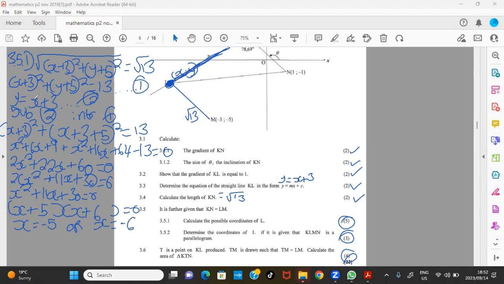Then to get y, I'm just going to substitute back into equation 2. So it must be for both values. So y is going to be negative 5 plus 3, which will be negative 2, or negative 6 plus 3, which will be negative 3. So these are my values.